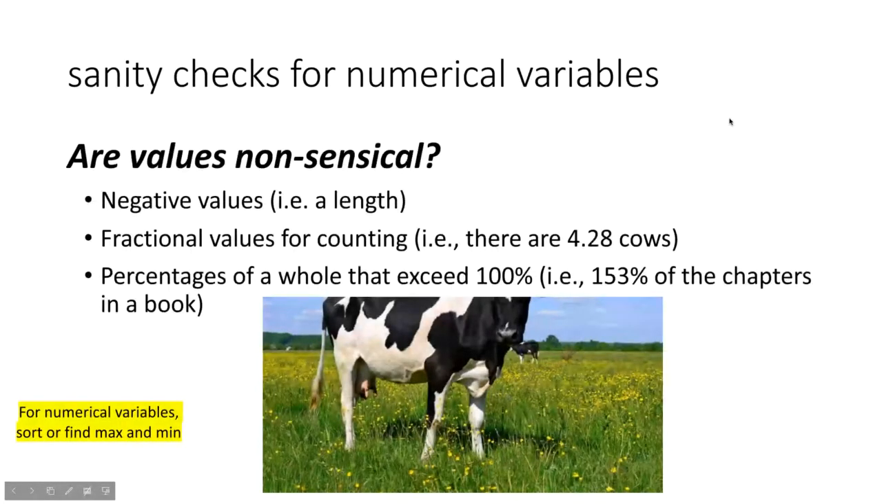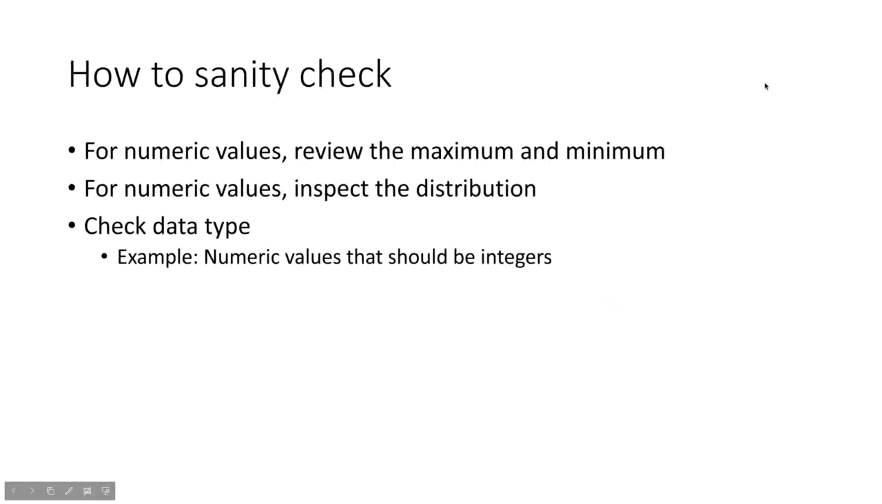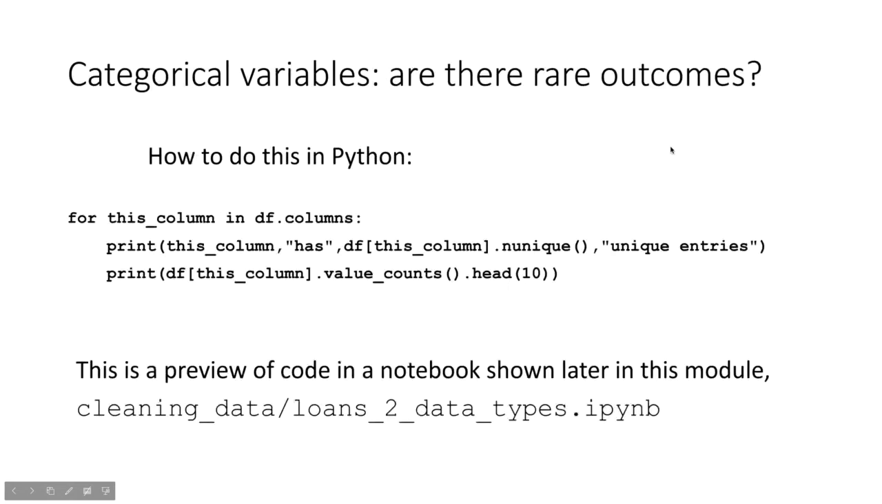Again, finding the max and min and doing a histogram is totally helpful here. All right. So sometimes you can check for the numeric type, like if it's an integer and it should be an integer, that's a good thing. Okay. So I'm gonna show you this trick that I developed for you. We're gonna see it in a notebook in practice, and I'm gonna evolve towards it. So that's just a preview that there's a thing coming that gets you a lot of this information.